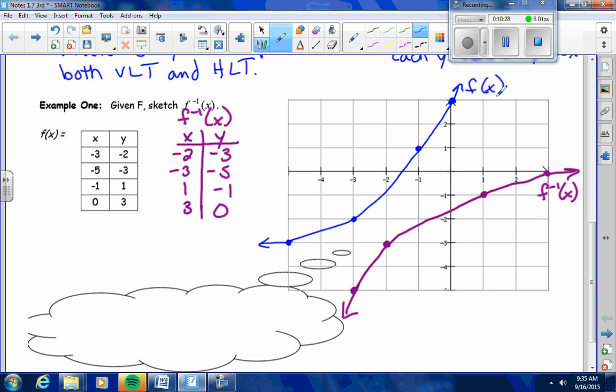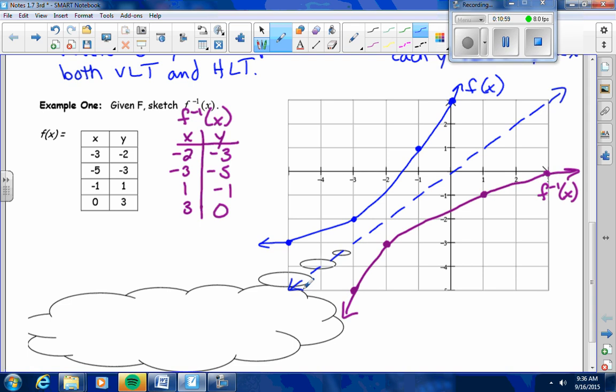So with your pencil, I want you to draw in a dashed line representing y equal x. So the diagonal line y equal x, we draw that in. And we can see the inverse function is a reflection of the original function over that line y equal x. If you took your paper and you folded it over the line y equal x, you'll see they match up.